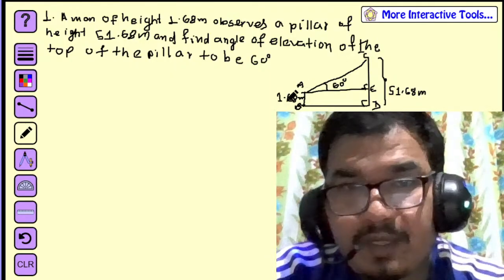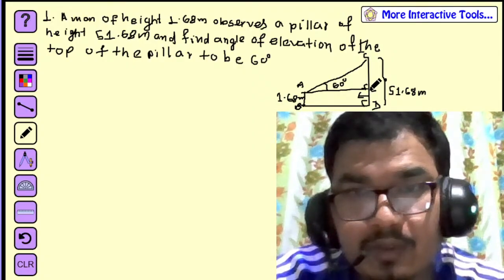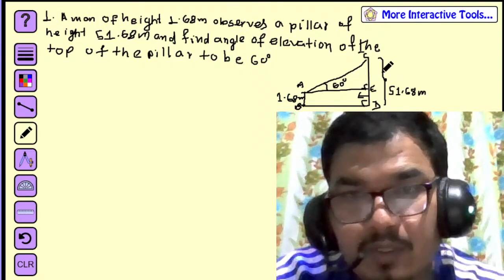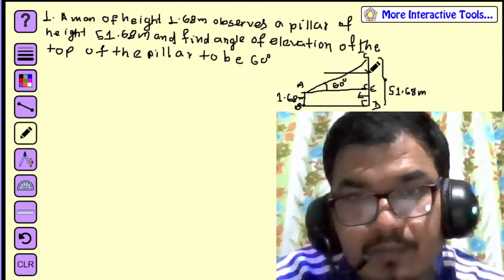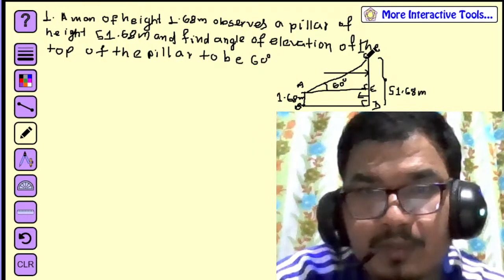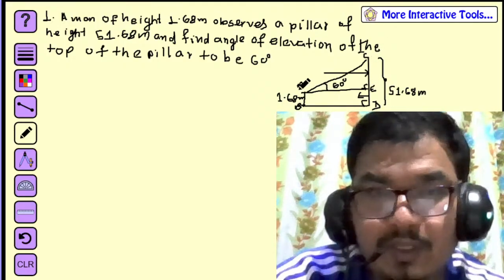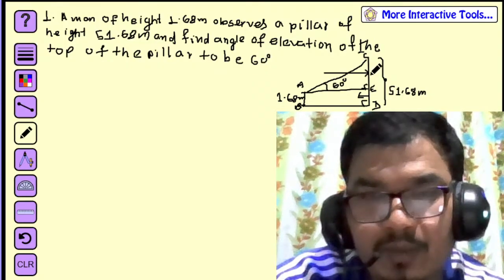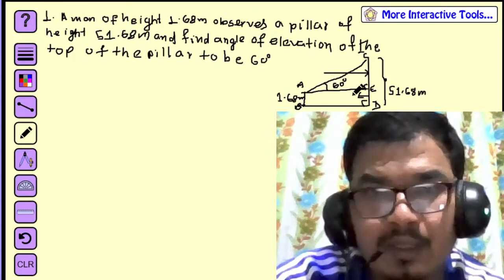Now we know that this AB is 1.68, then automatically this ED will also be 1.68. If this total CD is 51.68, then CE will be 50 only. From CD we have to subtract ED, then CE comes. Then we take this right angle triangle ACE, with the perpendicular and angle of elevation given. Then we can find out its base.